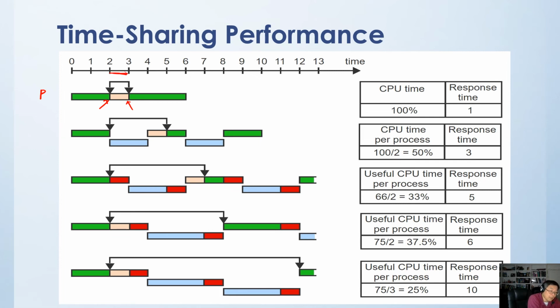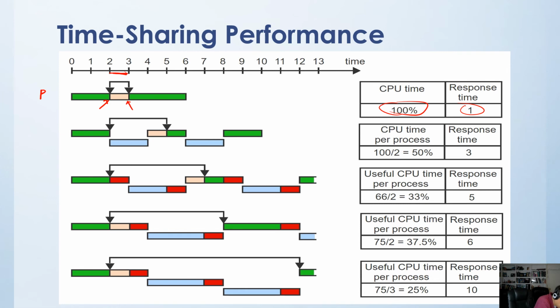Now in this case, the CPU is actually dedicated to the process. So 100% of the time, the CPU is working with the process P. So the response time is one time unit.